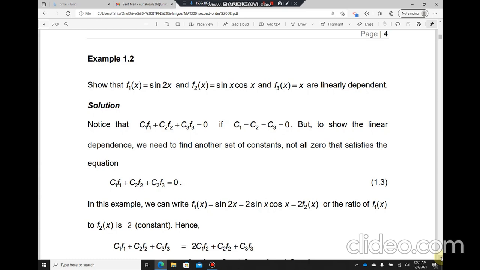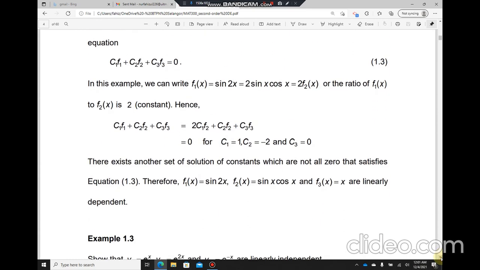Okay, so in this example, we can write f1(x) equals to sin 2x equals to 2 sin x cos x equals to 2 f2(x), or the ratio of f1(x) to f2(x) is 2, constant. Hence C1 F1 plus C2 F2 plus C3 F3 equals to 2 C1 F2 plus C2 F2 plus C3 F3 equals to 0 for C1 equals to 1, C2 equals to negative 2 and C3 equals to 0. There exists another set of constants which are not all 0 that satisfies equation 1.3. Therefore, f1(x), f2(x) and f3(x) are linearly dependent.